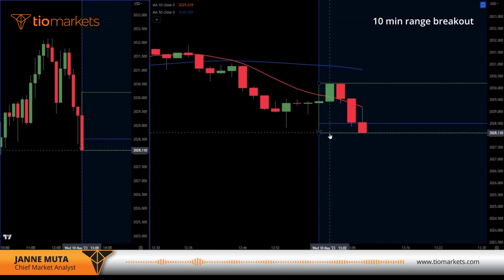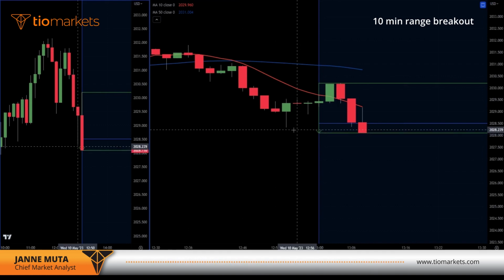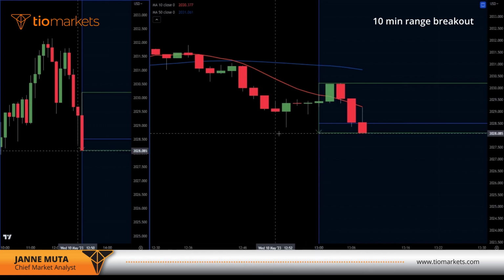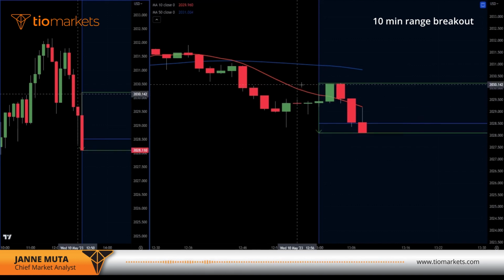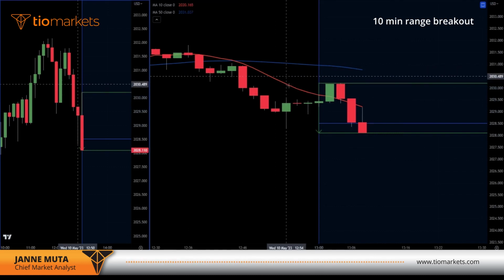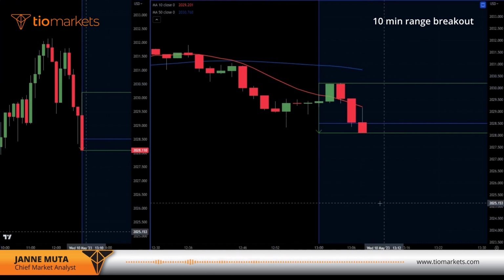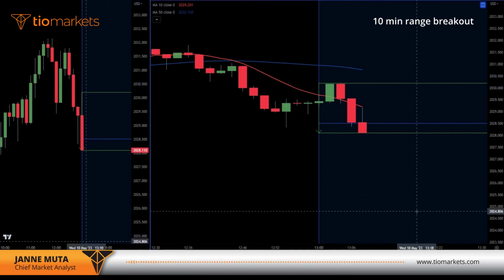Just think about the position sizing in terms of not risking more than 1% or maximum 2% if you are an experienced trader per trade. And if the range is wide, then you obviously have to make the trade size smaller. Anyway, let's see how the price moves here so that we can get an idea how this works.